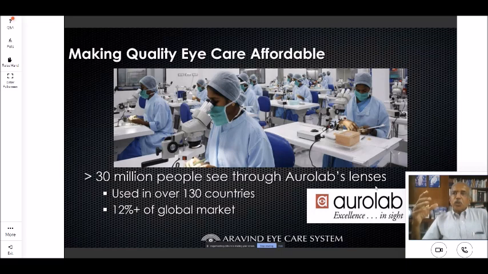With good quality at very affordable prices, obviously the demand picked up. Not only were we selling at a lower price, we completely disrupted the market with our price point, to the extent that everyone had to drop their prices overall. Today, Aurolab has about 12% of the global market. They sell about 3 million lenses each year now.